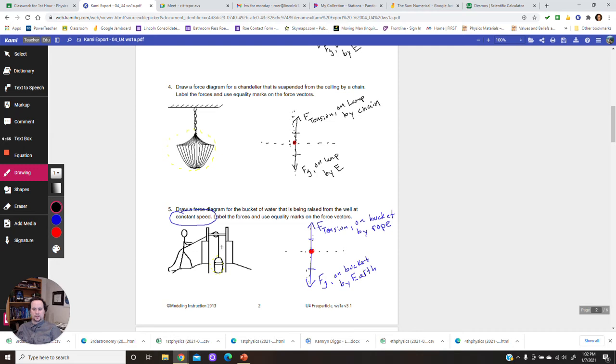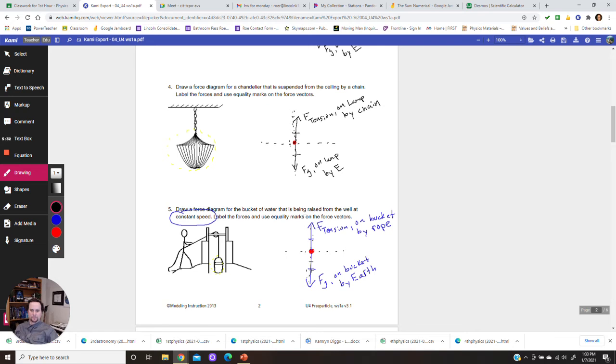In a rope, in a chain, anything that's being used to pull something else is going to have some tension in it. Even if it's something rigid, like the handle of a wagon, there'd be tension in that rigid object as well. We usually reserve it for non-rigid objects, and if it's like a wagon and a tight handle, we lump it together. But anyway, tension on the bucket by the rope, those two are equal because it's constant speed, up and down.